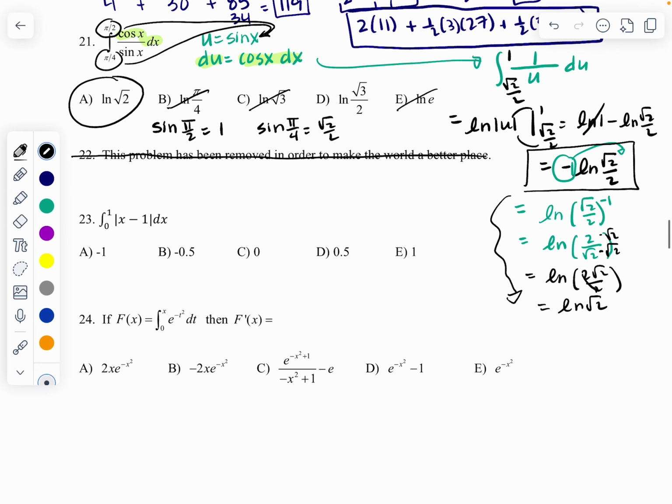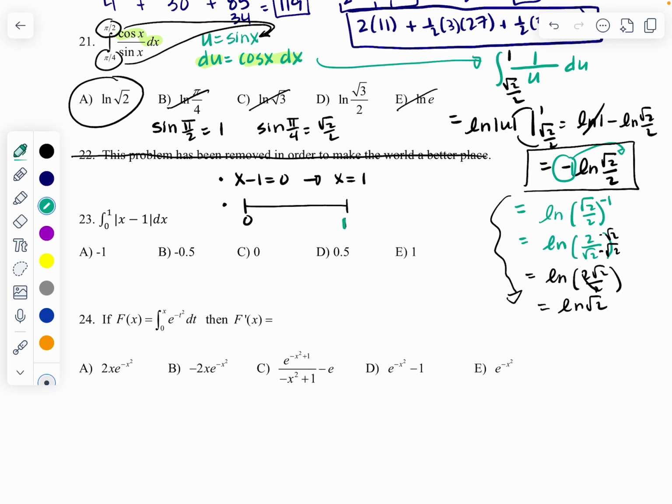Okay, now let's look at 23. This is what we were working on today. So how do you do an absolute value problem? Well, step number 1 is to split this where x minus 1 equals 0. So that occurs at x equals 1. Okay, and now weird little problem here. Look, now I have to figure out where to split this. So my original integral is from 0 to 1, and I want to split it at 1.